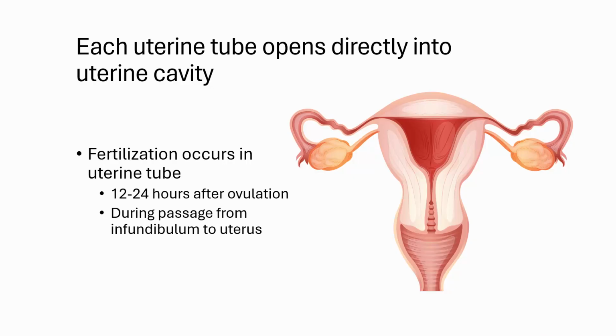Now, each uterine tube is going to open up directly into the uterine cavity, as you can see in this picture. And fertilization takes place in the uterine tube. Okay, if sperm has made its way up through the uterus and into the uterine tube or fallopian tube, then fertilization can occur within 24 hours after ovulation while that egg is passing from the infundibulum to the uterus. Now, if something happens and that egg gets fertilized and doesn't make it to the uterus, we call that an ectopic pregnancy.